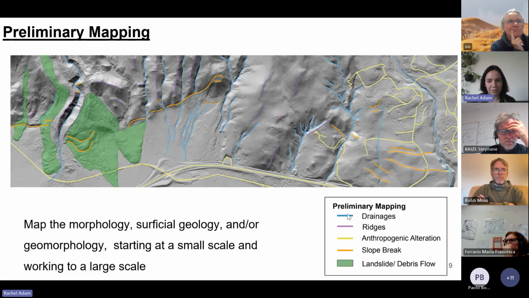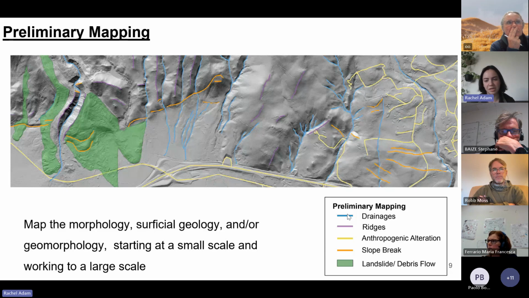Then you do your preliminary mapping. There's no hard or fast rule of which preliminary mapping would be most advantageous. Oftentimes, I'll combine a little bit of all of them, like morphology, surficial geology, and geomorphology. And in this example, I like mapping out all of the drainages to see if there's any disturbance in the natural progression of the drainage network. I'll map out the ridges to see if there's any disturbance there, any shutter ridges, pressure ridges, slope breaks, because I don't want to necessarily make the notion that there's a scarp yet.